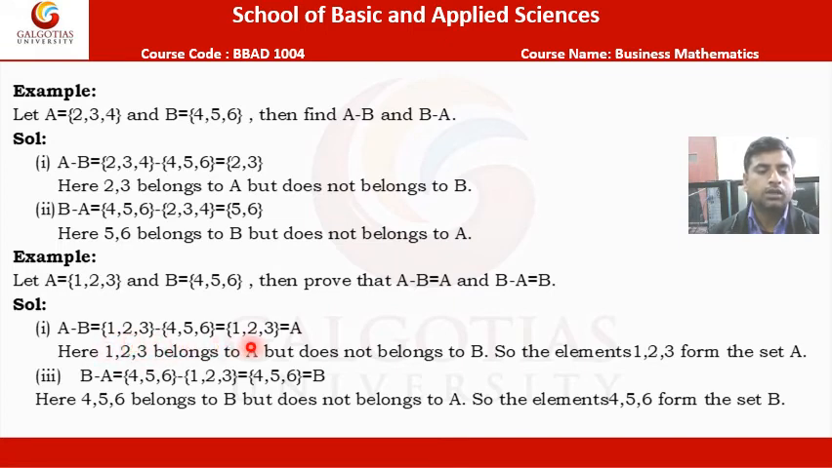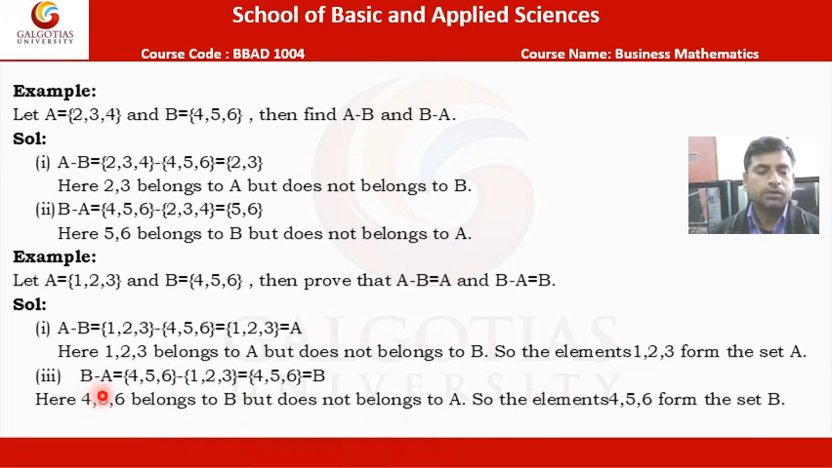So the elements of A which are not common to B are 1, 2, 3. So this is the set A. Here 1, 2, 3 belong to A but do not belong to B. So the elements 1, 2, 3 are the elements of A difference B.